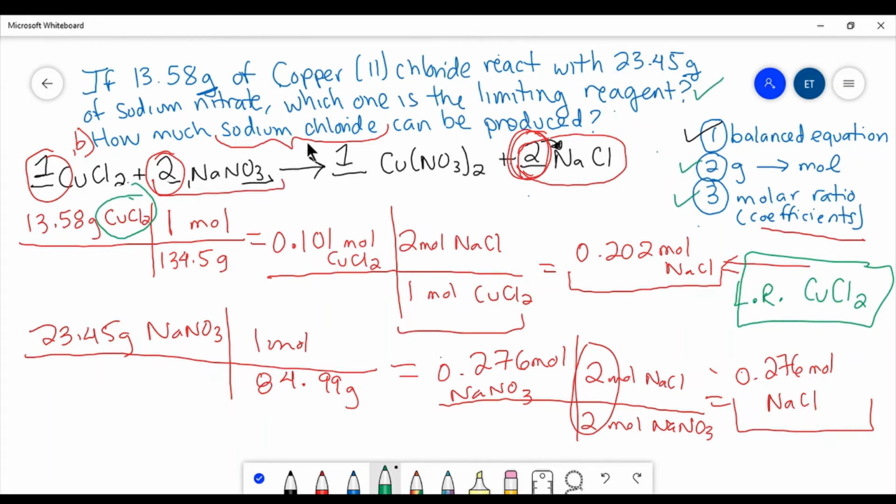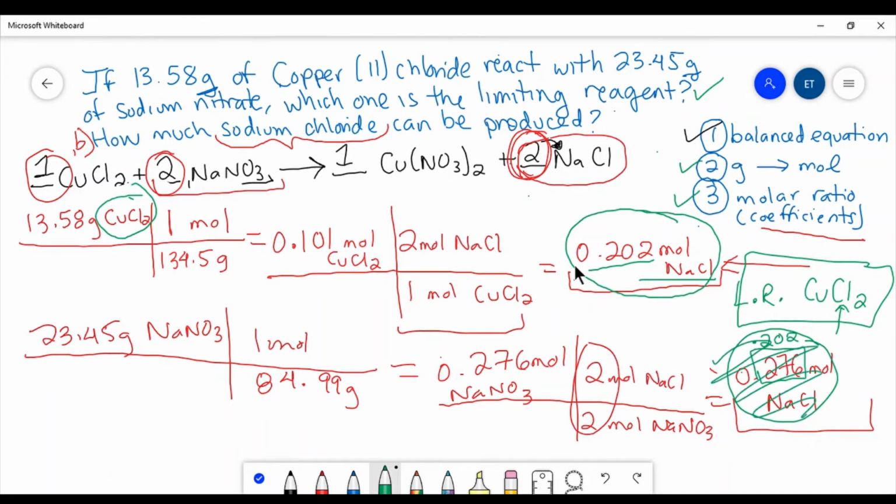And now we're going to look at part B. How much sodium chloride can be produced? Okay, so now we are going to look at this part. And this is the total amount that we can produce in total before we run out of copper chloride. This cannot be it, because by the time we reach 0.202, we're already going to run out of our limiting reagent, so there's no way that we can reach this. So this is the maximum amount of this product in specific that we can create, and this is our limiting reagent. Okay, so I'm going to give you another problem.